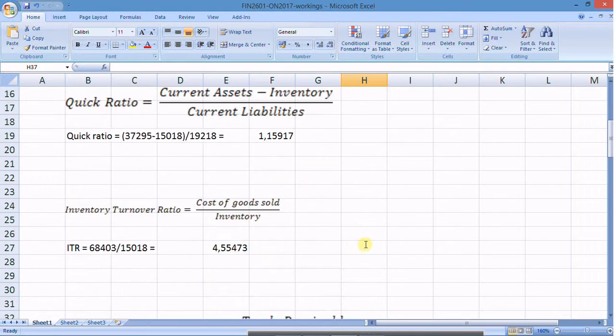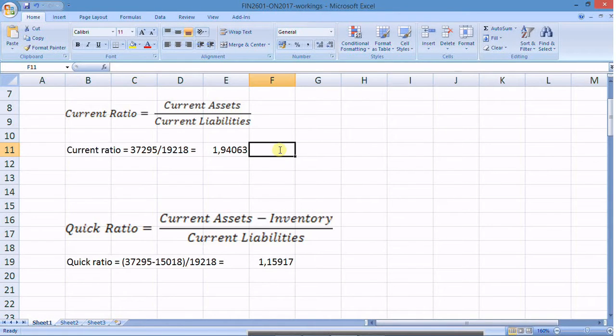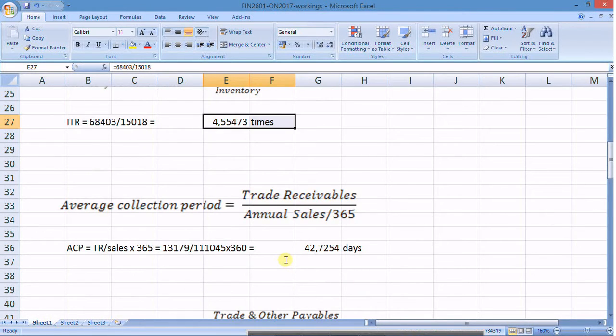We need to put days here. Just a note, with these you need to make it 2 decimal places, so it's 1.9421. Same thing with this one, because these are ratios, numerator, denominator. This one is inventory turnover, that's 4.55 times. It's got them all written here, and then you just need to add that to your answer.